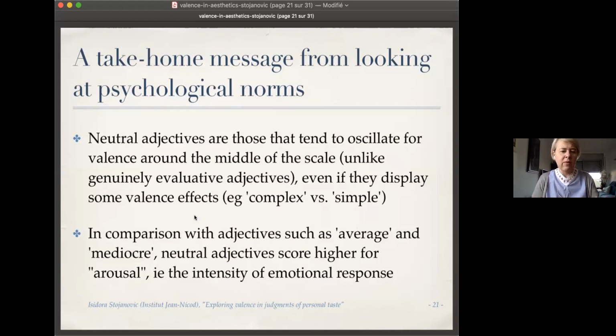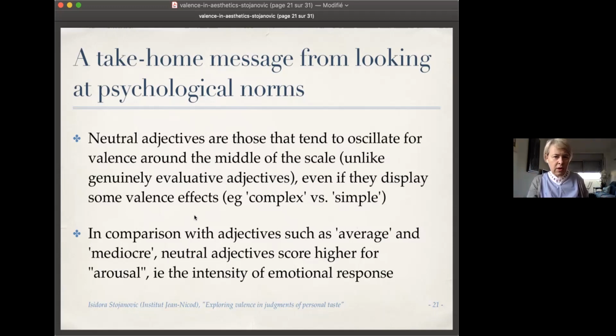The second remark, very briefly: what we also do is compare what we call neutral adjectives with other adjectives which are neither positive nor negative, such as average and mediocre. And we argue that there is a difference between those, because average and mediocre, it's not that they are neutral and acquire valence in a context. They basically do serve to evaluate something as being neither positive nor negative. So it's an interesting distinction, but I am not going to develop it in this talk.